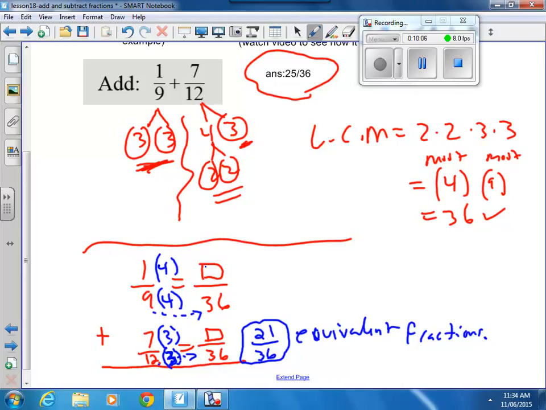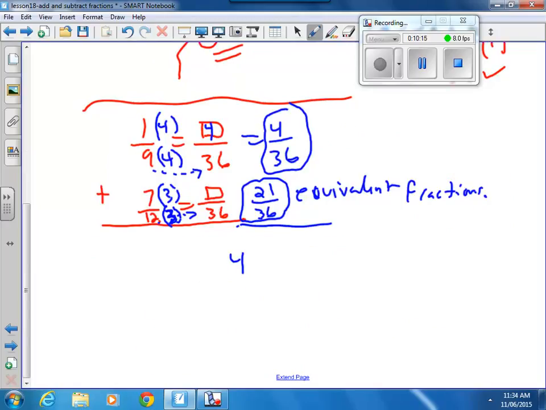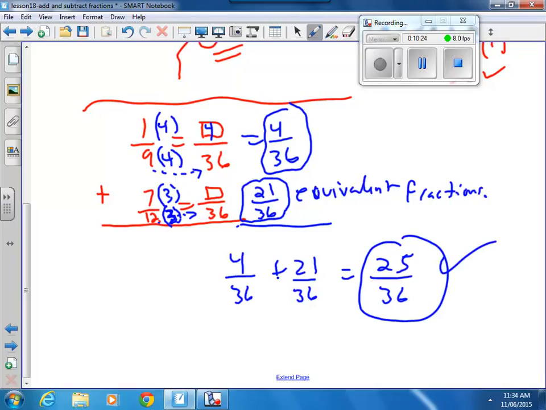1 times 4 makes 4. Aha! So 4 out of 36. So once you have like fractions, life is good. So now you've got 4 out of 36 plus 21 out of 36, which makes 25 out of 36. And that was the final answer.